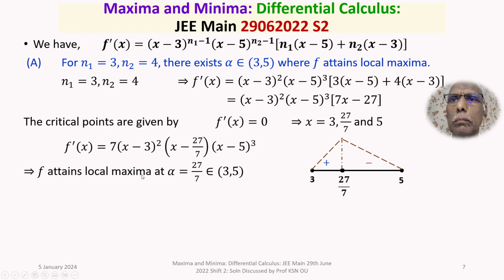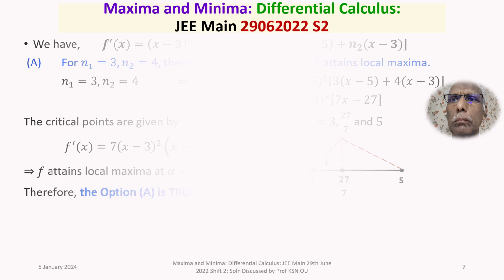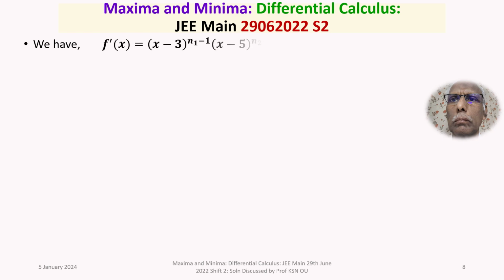It attains local maxima, and the option also says local maxima. So option A is true, but we have to find the option which is not true. So then we go for the next option, option B.